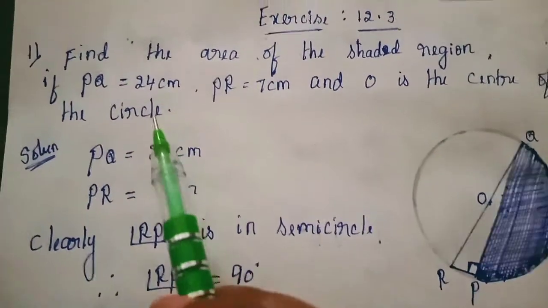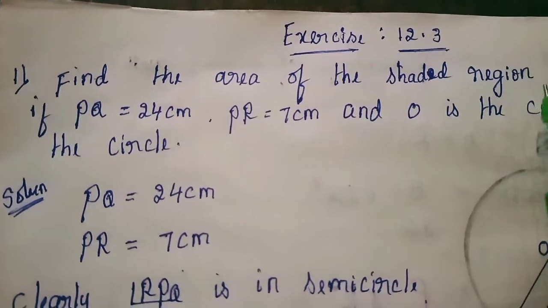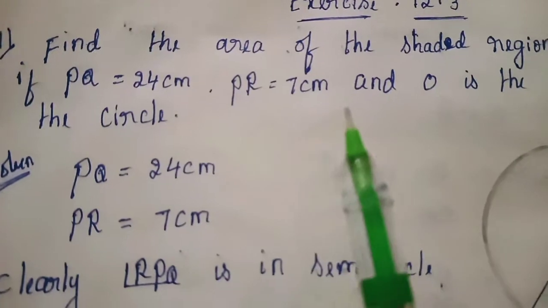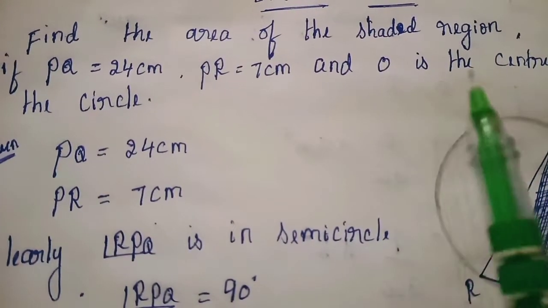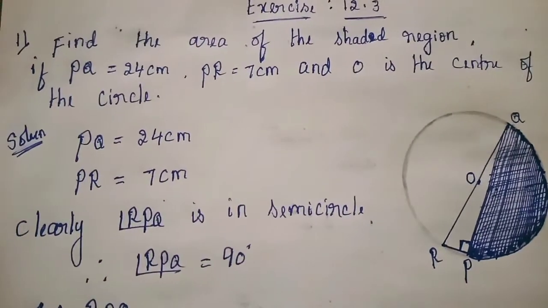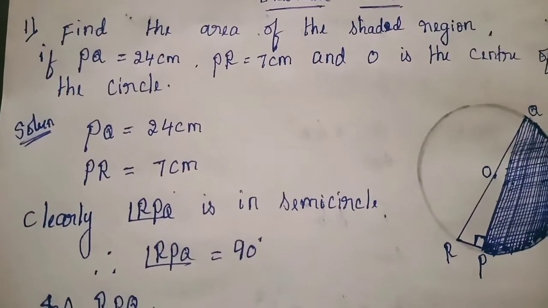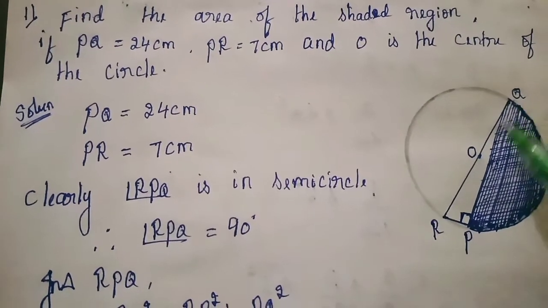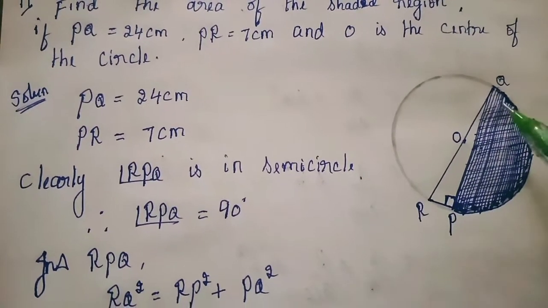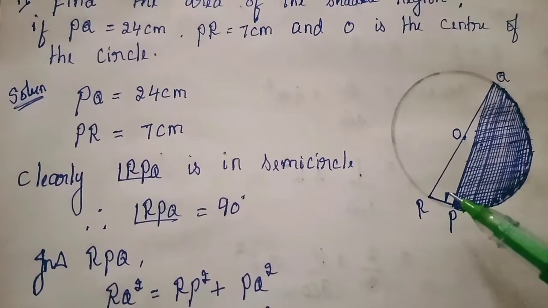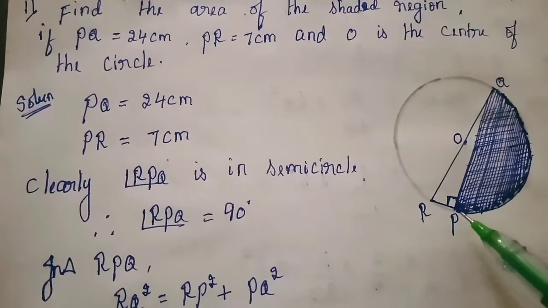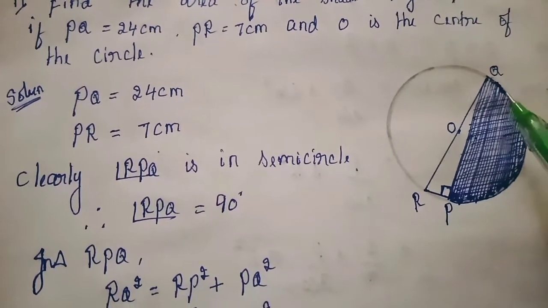Now first question: find the area of the shaded region if PQ equals 24 centimeter, PR equals 7 centimeter and O is the center of the circle. Let us try to understand the question by seeing the diagram. You can see here in the circle, QR is passing through the center, so it is a diameter, and QP is a chord and RP is another chord. Now he has given the length of PR and also the length of PQ.